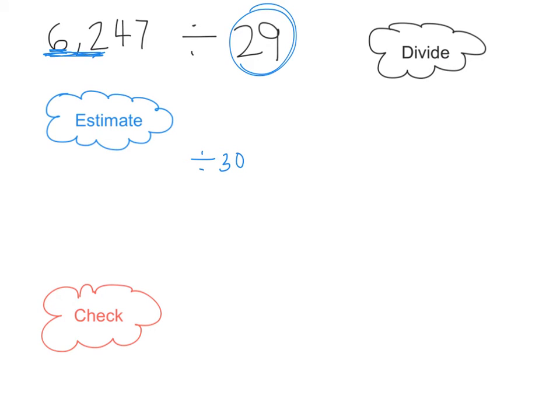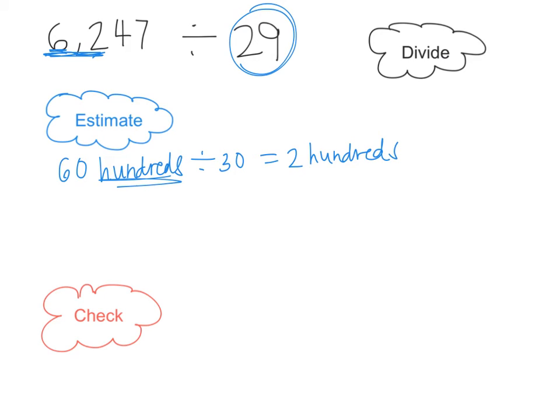So how many hundreds do I have altogether? 62 hundreds. 62 hundreds is pretty close to what number that's compatible with 30? 60. So let's write 60 hundreds. It's very important when you're doing your estimate to write what unit you're dealing with. Okay, so 60 divided by 30 is what? 2. And I'm working in the what place value? Hundreds. Good. Okay, now we're ready to divide.